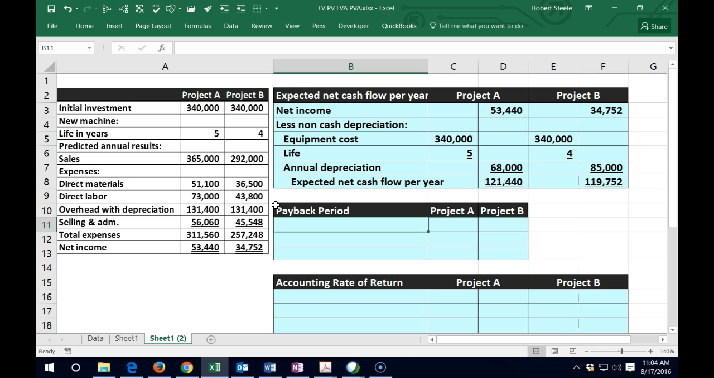One of these projects are worth doing, and then you may want to drill down more and do more comprehensive. Why is it not as comprehensive? Because it doesn't take into account time value of money. It's going to be a very quick type of calculation.